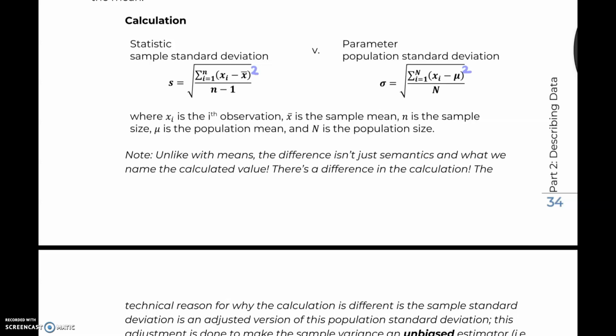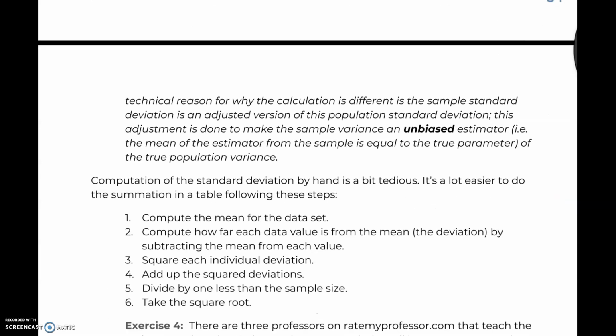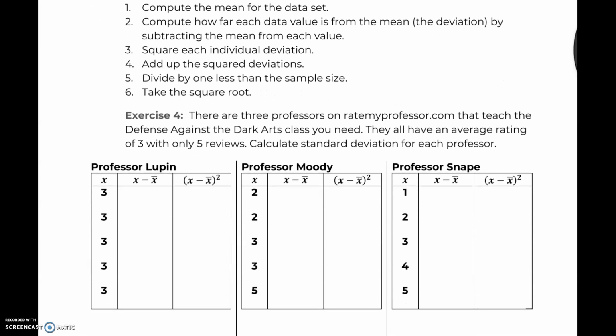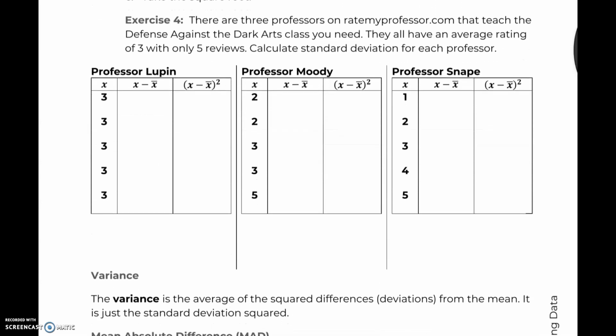So again, we see that summation notation that we saw before. That just means add up all these values. So first, calculate the mean. Find the distance from each value from the mean. Square that distance, add up all the distances, divide by n minus 1, and last you're going to take the square root. So let's look at a quick example.